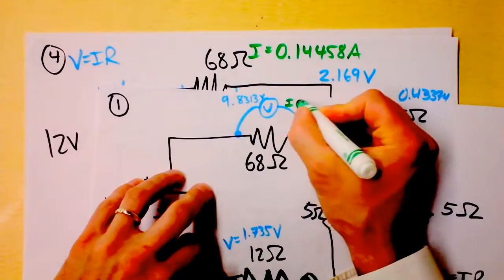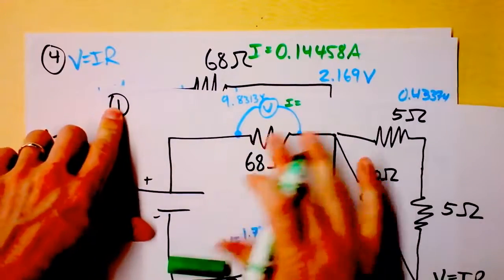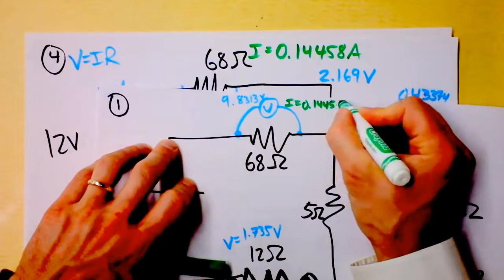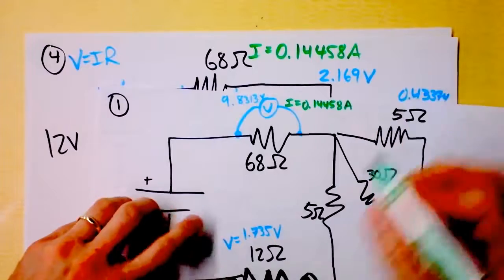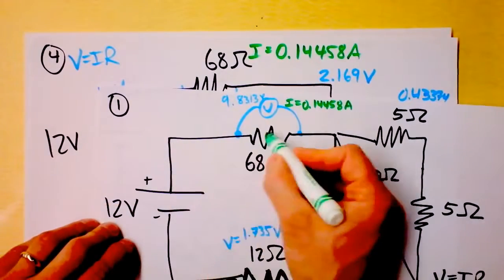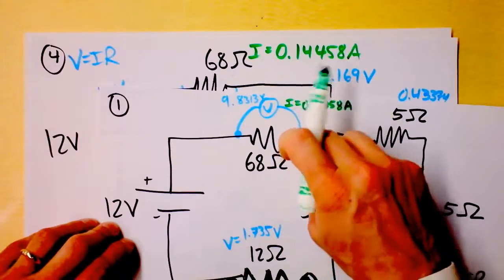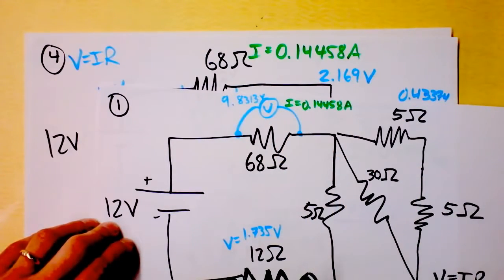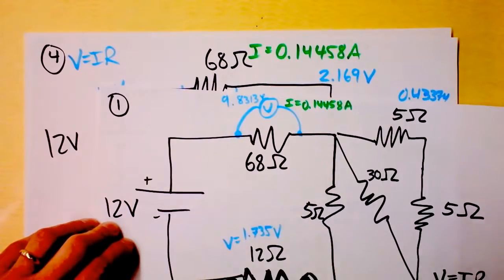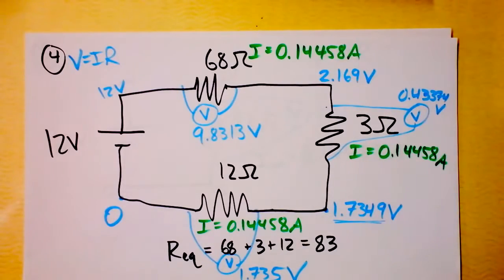This current is, I'm on number 1, so this is my final answer. I'm already filling some information in on that. 0.14458 amps. And this guy right here is also experiencing the same current because all the current's going through here. There hasn't been any forking yet at this resistor. Over here, all the currents have come back together and I'm going to get the same current that's going through the battery, and it's the total current of the circuit as well. So that's 0.14458 amps.